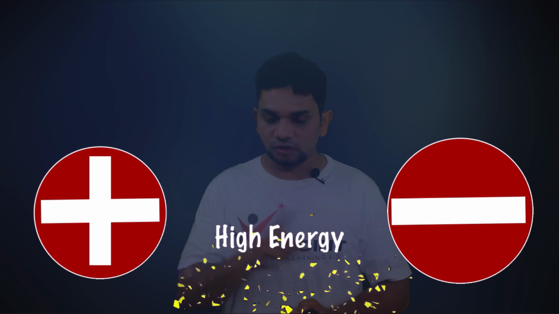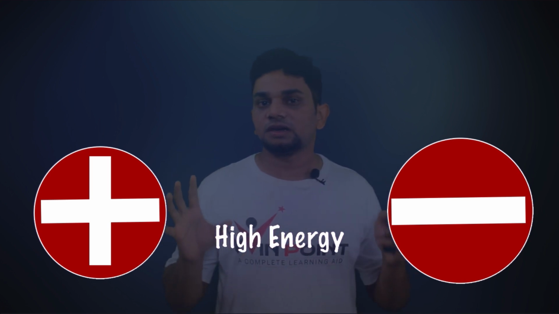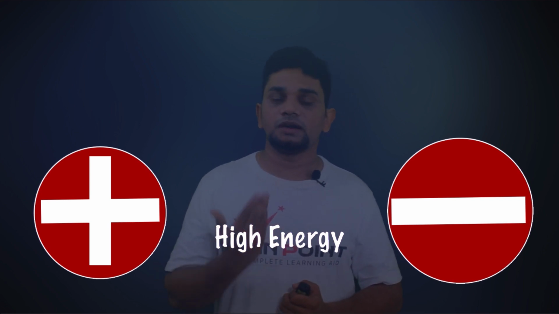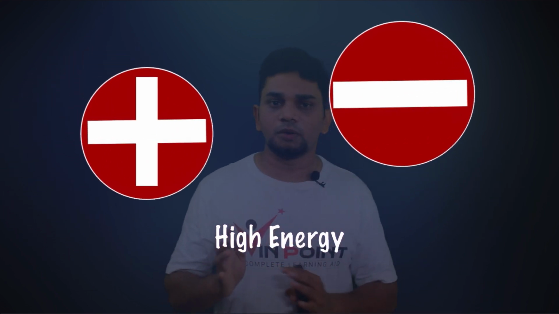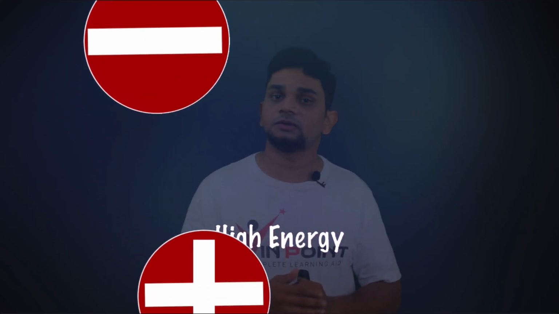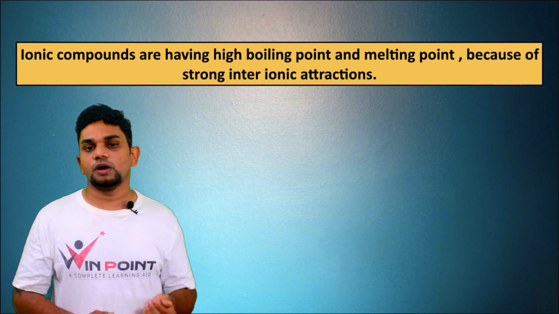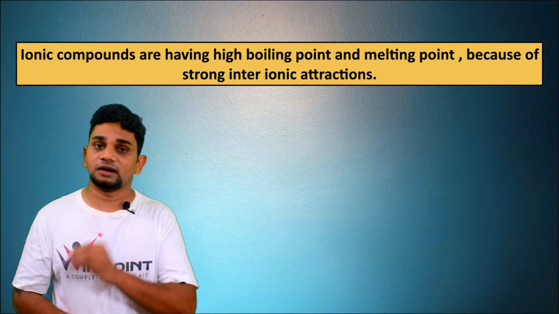Here you can see the bond is breaking because of the high energy, which means because of the strong inter-ionic attraction, we need to give a high amount of heat, then only we can convert that into liquid. After breaking of the bond, the ions are free to move. Now it changed the state. Ionic compounds have high boiling and melting points because of strong inter-ionic attractions.